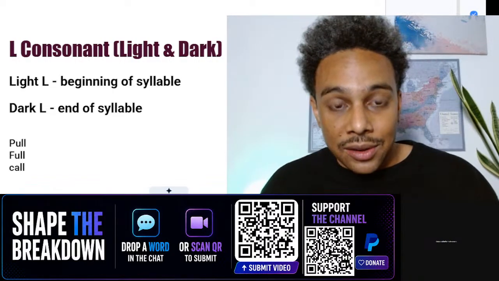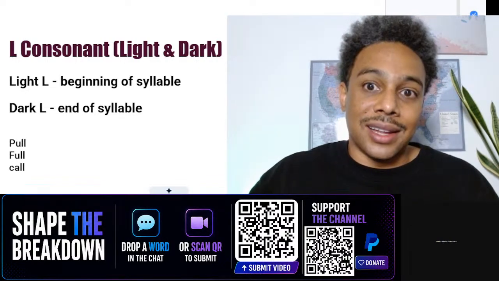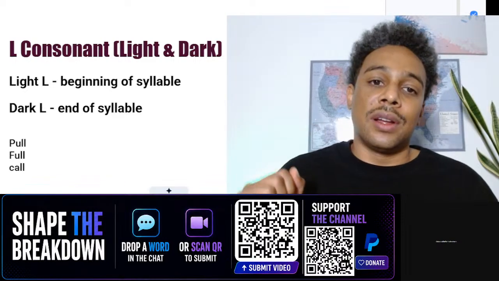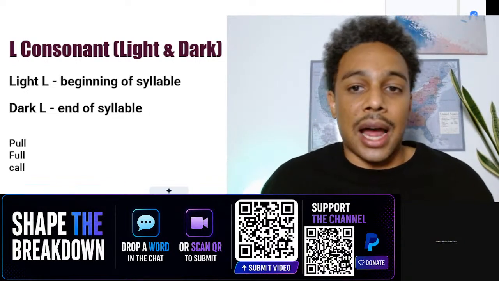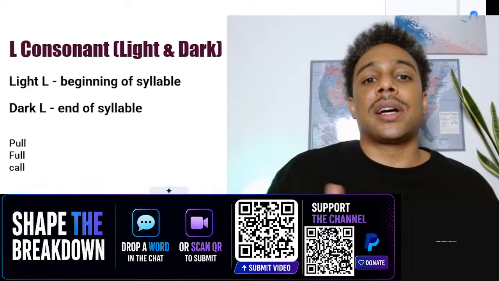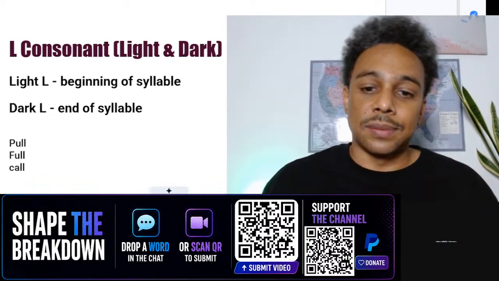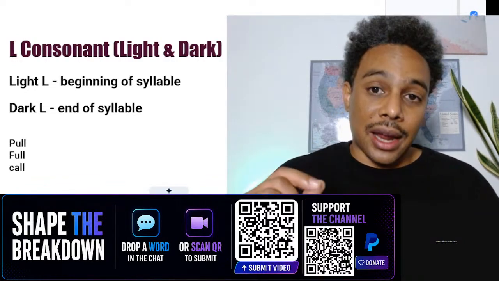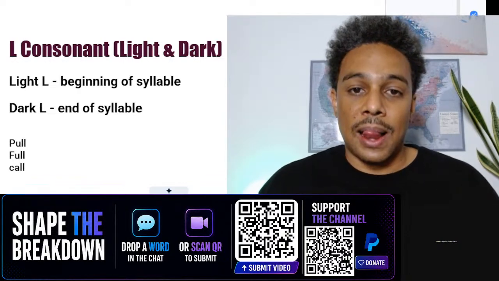You don't need to do anything else. If you do something else or anything more than that, it's not American English anymore. So that's the light L, right? We're used to those like, love, leave, right? All of those L's that come at the beginning of a syllable are light L's. Dark L now is what comes at the end of the syllable.